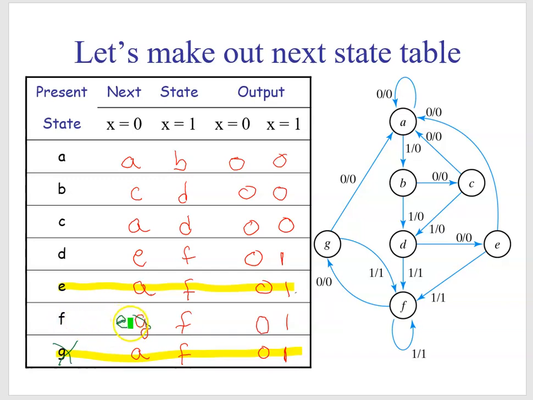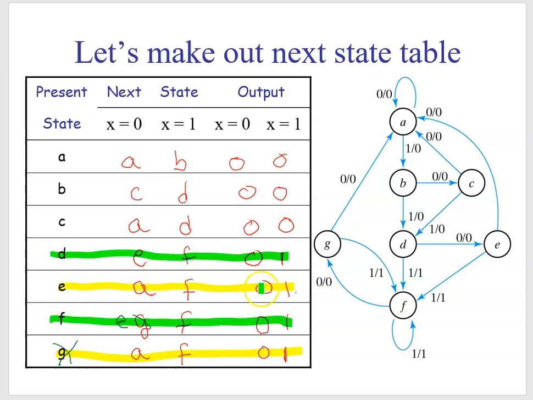F goes to E if X is equal to 0, and if X is equal to 1, it's the same as D. Now we have these two states being equivalent. So now we can say, well, let's eliminate F. If we eliminate F, everywhere we see an F, we're going to replace that with a D. So that becomes a D, and that was the only place there was an F, right?